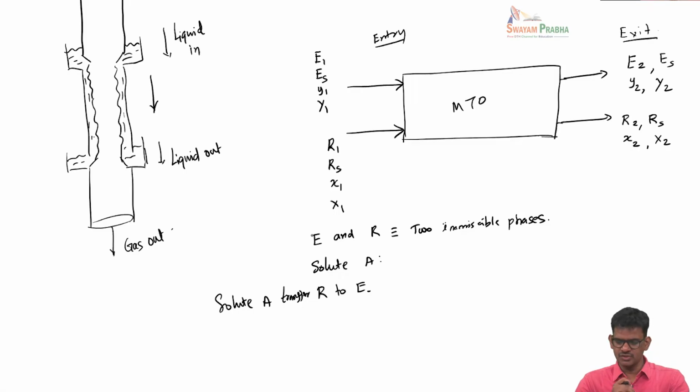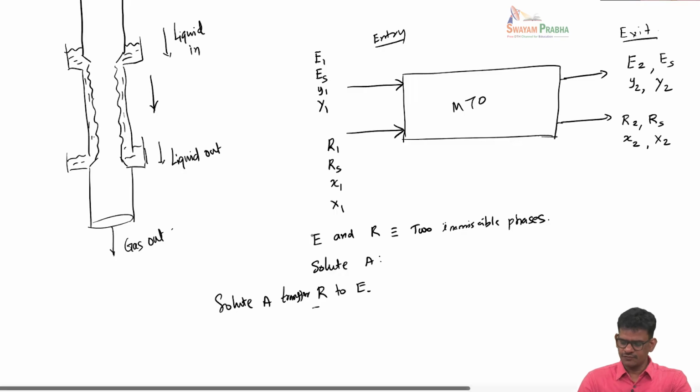You can also do it from E to R subsequently, but if you do this for R to E, E to R is straightforward. So we have two phases, E and R. These are immiscible. There is a solute A, and solute A is the only diffusing component. All the other ones are not diffusing. We are basically talking about A diffusing through non-diffusing other mixtures. So A is a solute that is transported from R phase to E phase.